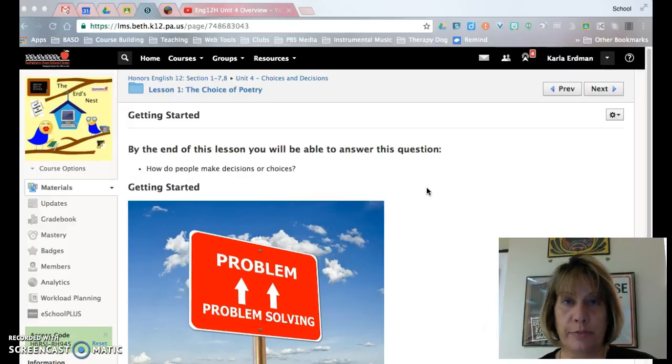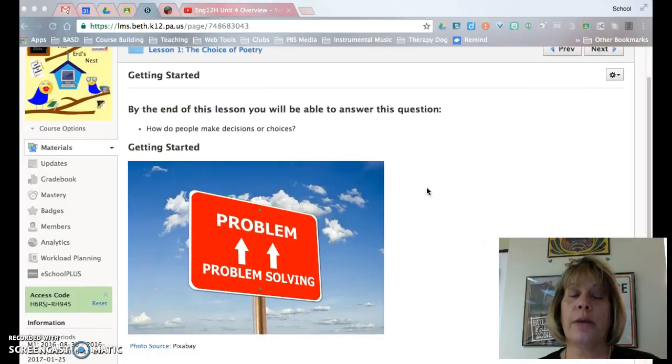Lesson 1, the choice of poetry. Please use this lesson in order to effectively time manage this week. Remember that you want to turn in quality work, not something thrown together on Friday at the last minute. Just a reminder that you should be logging into the system every 24 to 48 hours, and making sure that you are doing the work progressively throughout the week, checking the discussions and responding accordingly.